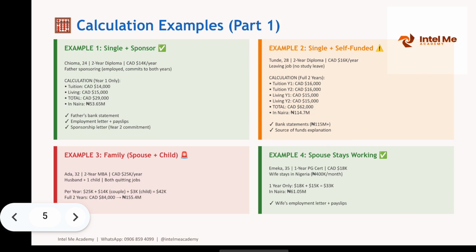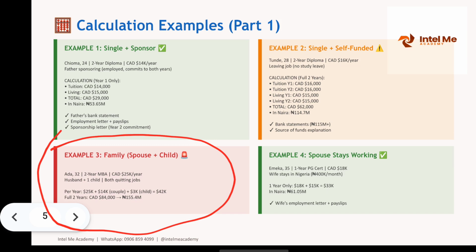Now our third example is family and spouse. When you say family, it's spouse plus children plus the primary applicant. So I'm using Ada now, she's 32, she's coming for a 2-year MBA that costs 25,000 Canadian dollars per year, and she's coming with her husband plus child. Both of them are quitting their job, so in their own case they need to show that they can cover the entire 2 years living expense and tuition, so they need to show that full amount. So are you getting it?